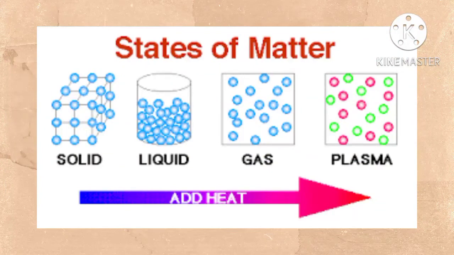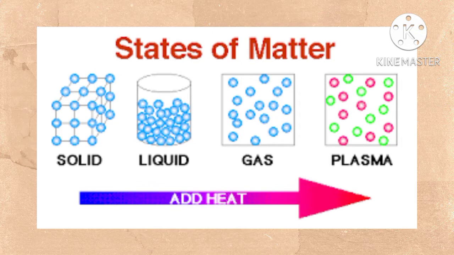Now let's proceed on states of matter. The states of matter describes the distinct form that it takes: solid, liquid, gas, or plasma. So there are more than these four states of matter.